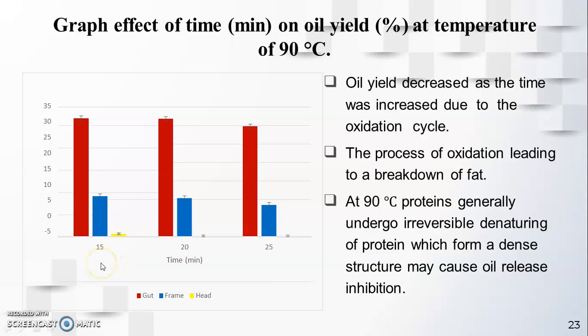So, at 90 Celsius, the protein generally undergoes irreversible denaturing, which will form a dense structure that may cause release inhibition. This explains why the oil undergoes a decrement.